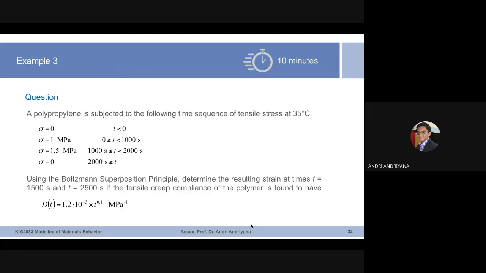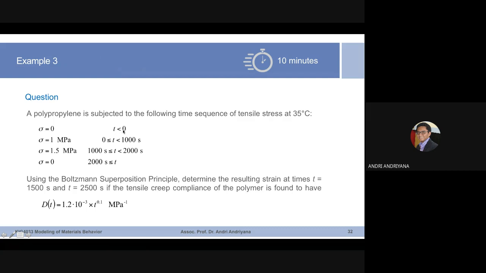I'll give an example to close. Okay, how to use it, just so that you have an idea how to use the Boltzmann superposition principle. Let's say that I have a polypropylene which is subjected to the following time sequence of tensile stress at 35 degrees Celsius.